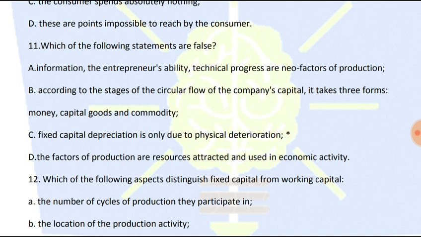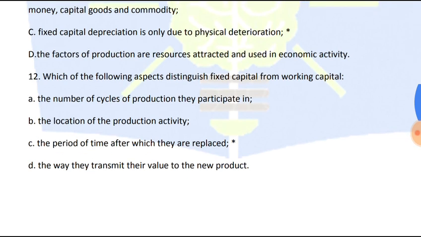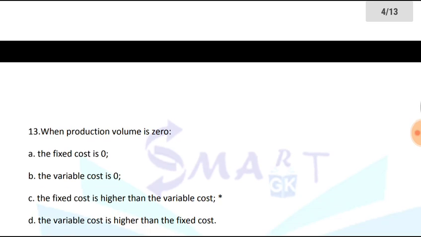According to the stages of the circular flow of the company's capital, it takes three forms: money, capital goods and commodity. It is also true. And the factors of production are resources attracted and used in economic activity is also true. The next one is, which of the following aspects distinguish fixed capital from working capital? The period of time after which they are replaced. The next one is, when production volume is 0, the fixed cost is higher than the variable cost.